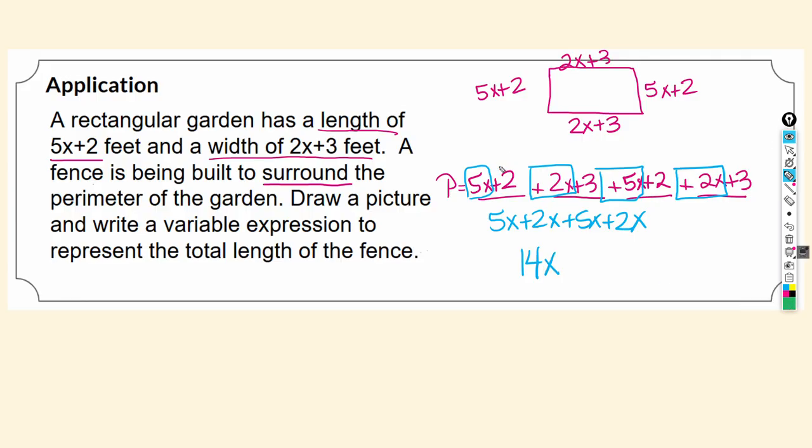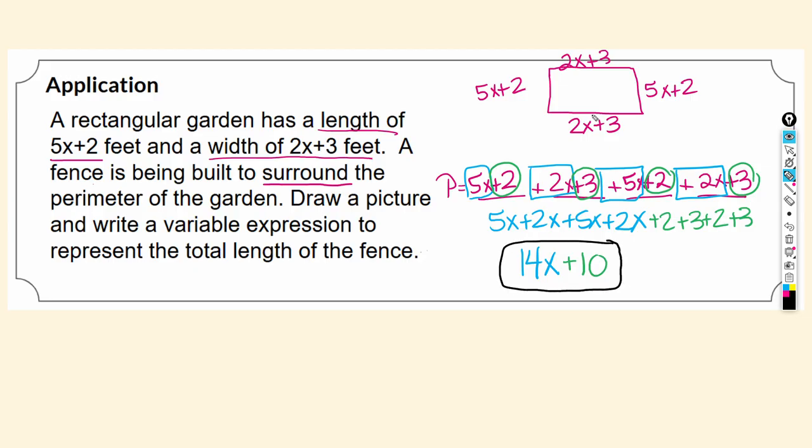Now let me add up the numbers, the constants. I've got 2 plus 3 plus 2 plus 3. Little mental math here. This is a 5 plus 5 more makes 10. So our final expression that represents the length of the fence, also known as the perimeter of the rectangle, is 14x plus 10. Pause the video, make sure your notes are perfect.